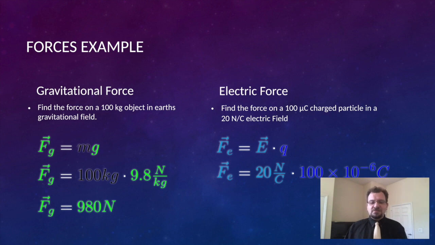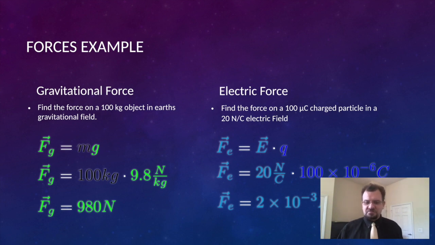So plugging in some numbers, we have that electric force is going to equal 20 newtons per coulomb times 100 times 10 to the minus 6 coulombs. So those coulombs are going to cancel out, and what we're going to be left with is 2 millinewtons, or 2 times 10 to the minus 3 newtons.